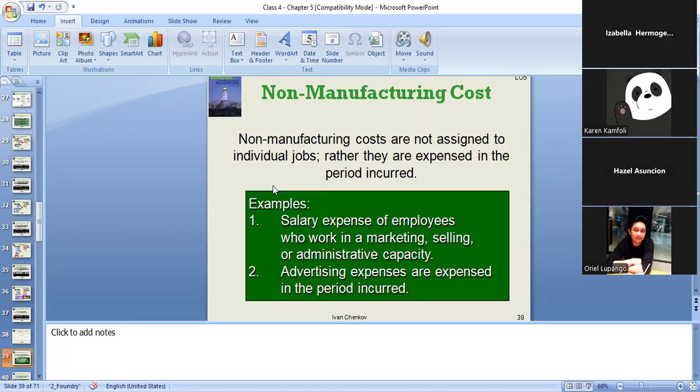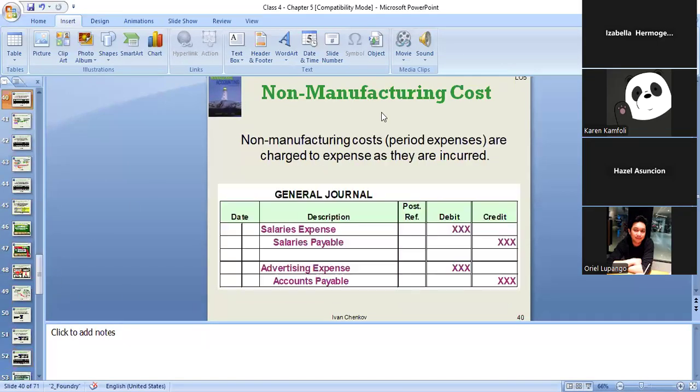What's going to happen with the non-manufacturing cost, the one that is the period cost? Well, those will be directly expensed. That might be salary expenses and advertising expenses. For those, we're directly going to go salary expenses, salary payable, advertising expense, accounts payable for the advertising.